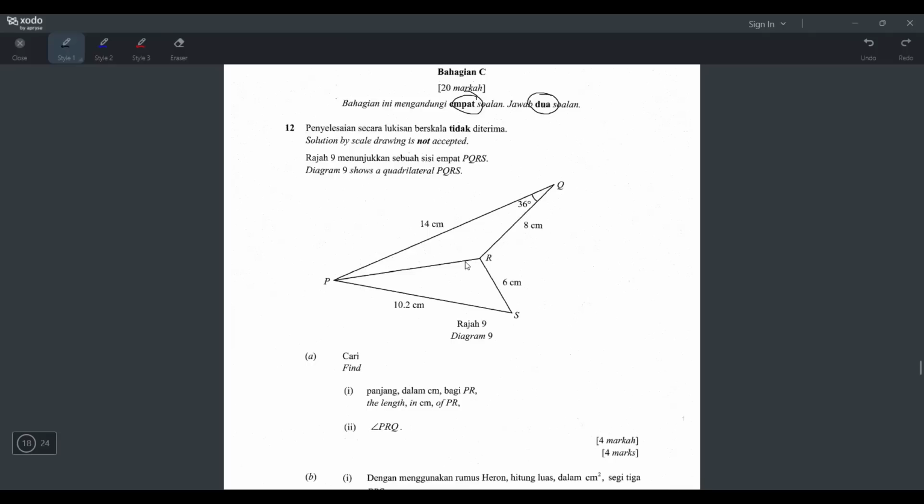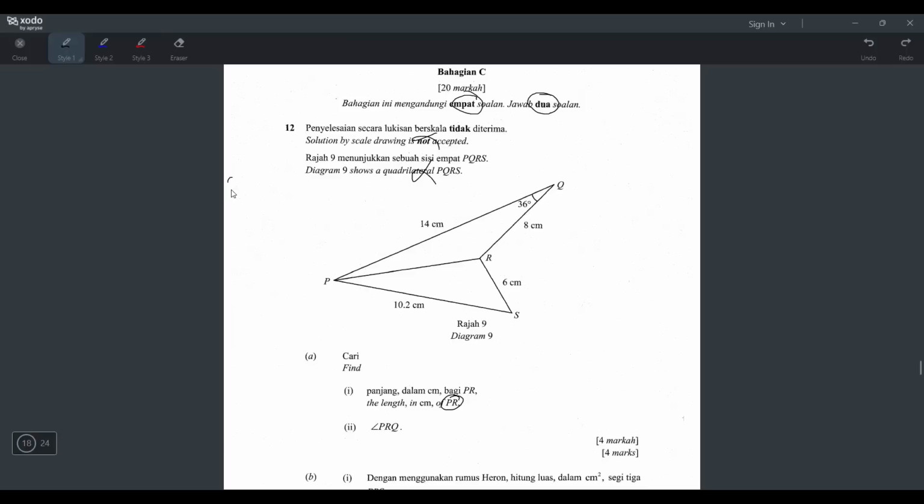Okay, number 12 is the solution of triangle punya soalan. So let's start. Solution by scale drawing is not accepted. This is not important. Diagram 9 shows the quadrilateral PQRS. This is also not important. Tak penting langsung. Soalan A1, find the length of PR. Oh, then it means that all the information here is enough for me to do A already. That's why they never give us any extra information.